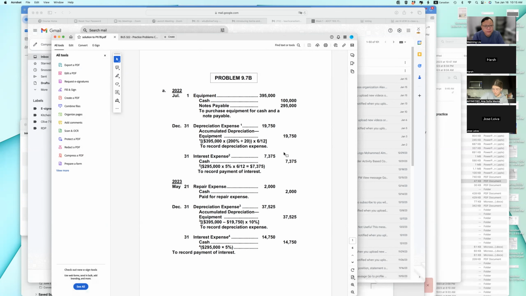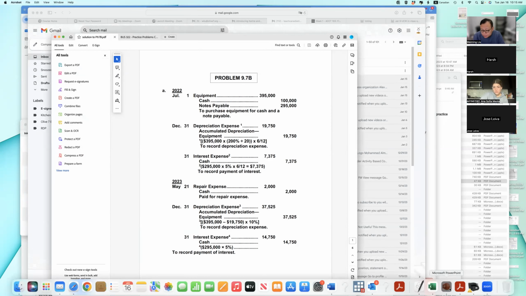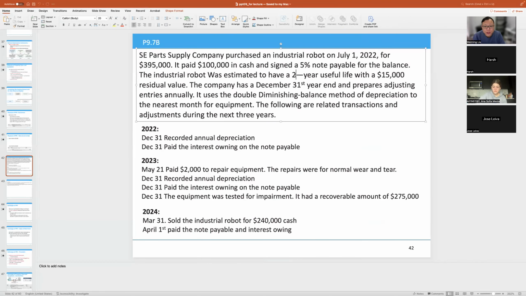And I have a typo here. This one should be 20 years of useful life. I give you 5 minutes to try to work on this, see if you know how to do this. You use the double diminishing balance method to calculate the annual depreciation, but don't forget, the purchase date is July 1st, 2022, and the year end is December 31st.